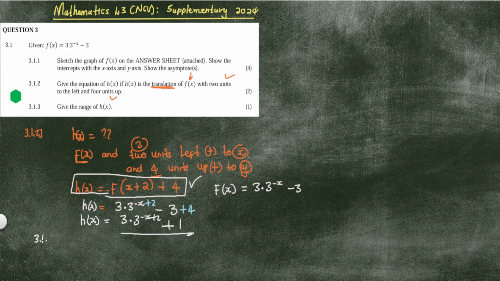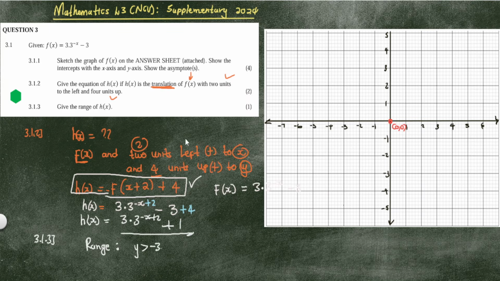Now 3.1.3, they want us to give the range of h of x. Now, what is the range? The range is all the set of y values on the function. So in this case, the range is gonna be y greater than minus 3.